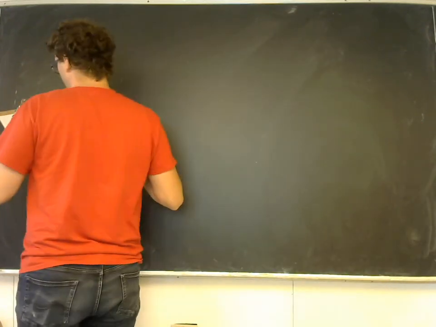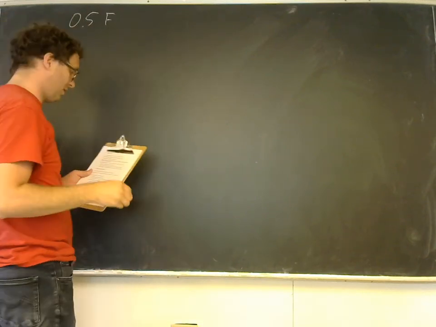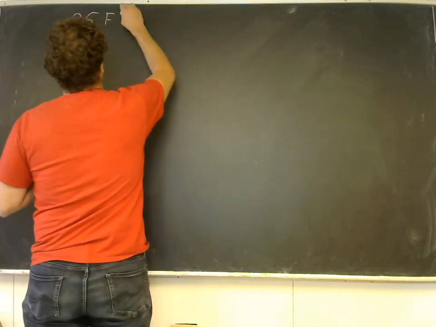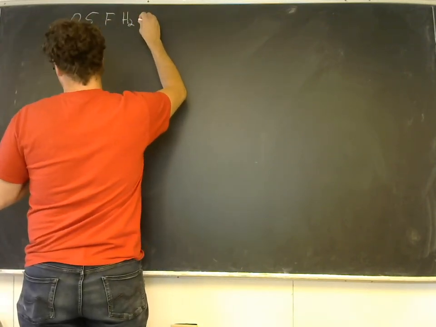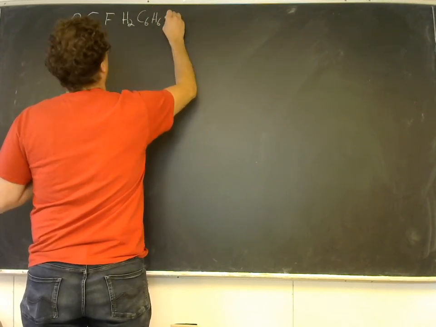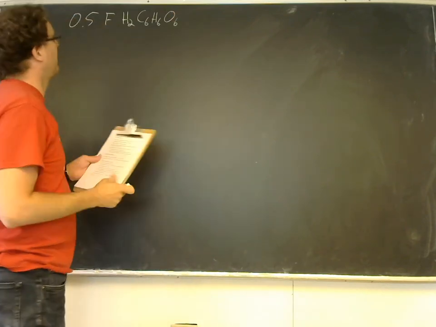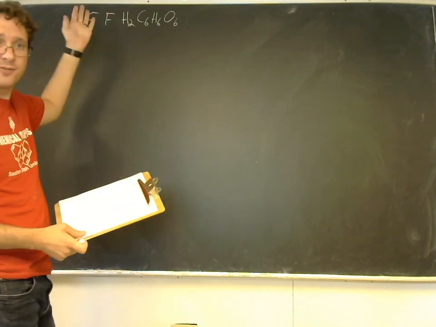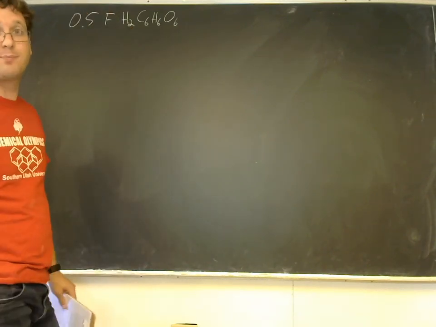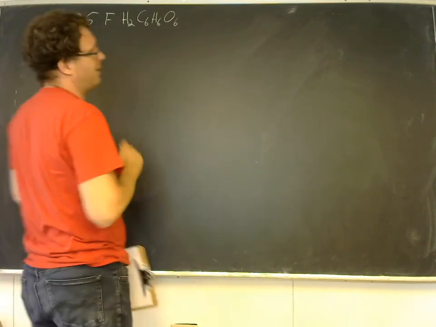Let's suppose we have a 0.5 formal solution of ascorbic acid. And ascorbic acid has the formula of H2C6H6O6. Okay, and ascorbic acid has two hydrogens listed at the front of its formula, so that's an indication to you that this is a diprotic acid. And I'm going to go ahead and write their Ka values up here.